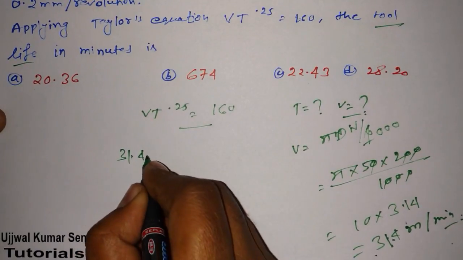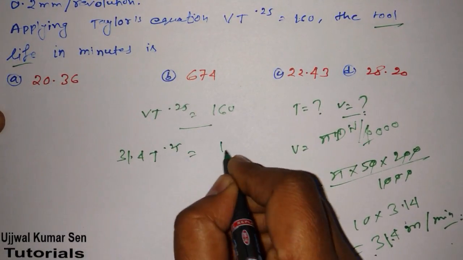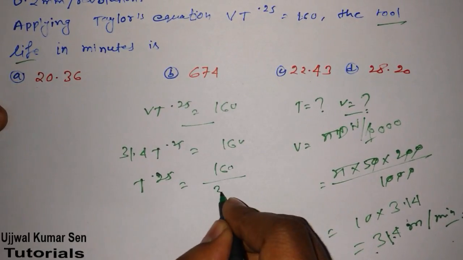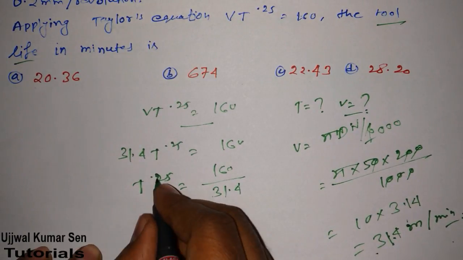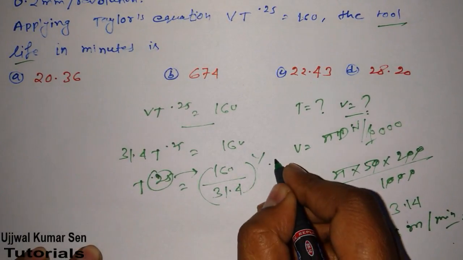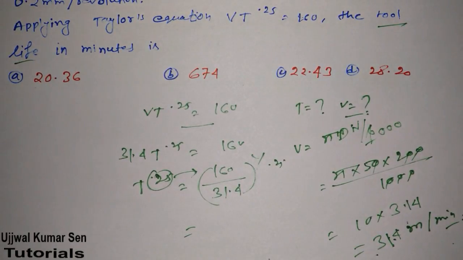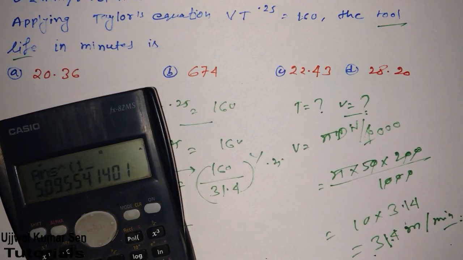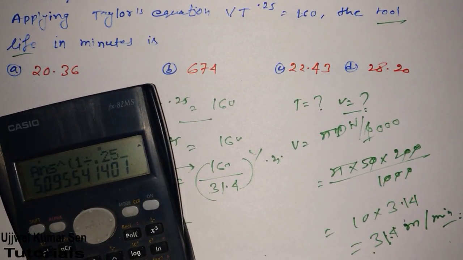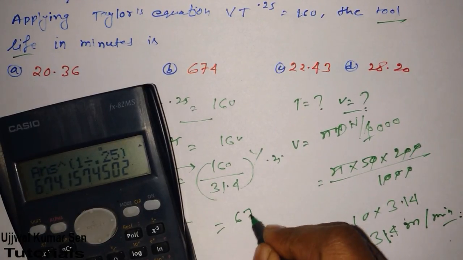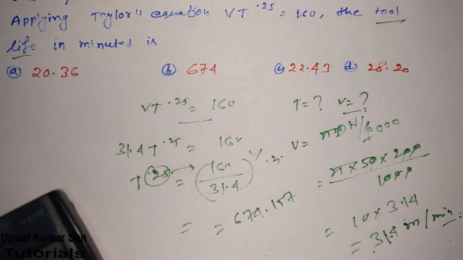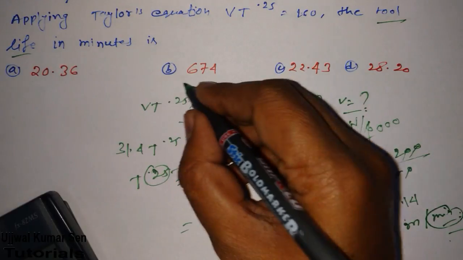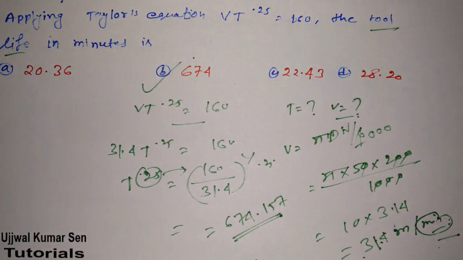Now I have to solve this: 31.4 T to the power 0.25 equals 160. I can send this value here, T to the power 0.25 equals 160 by 31.4. Then I can send this power to the other side, so 1 by 0.25. After solving this, we get the answer. So 160 divided by 31.4, and 1 divided by 0.25. What we got here is 674.157, the right answer. It is in minutes. So B is the right answer for this question.